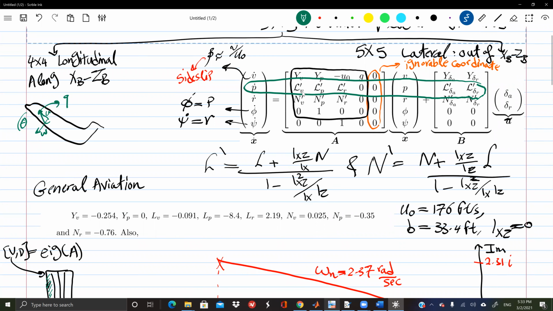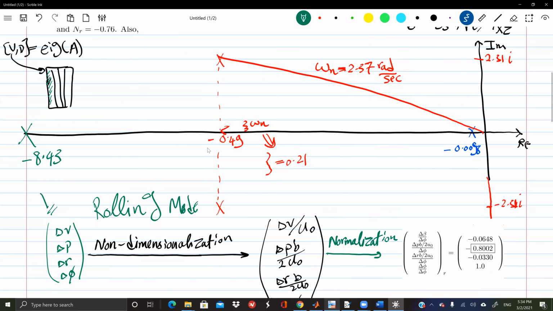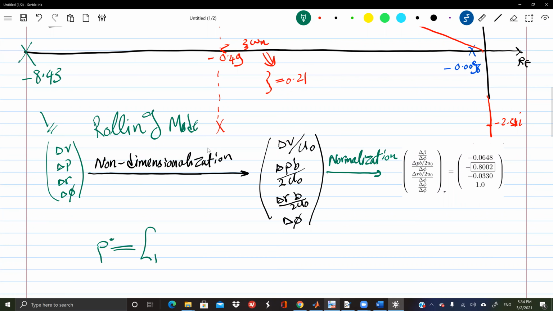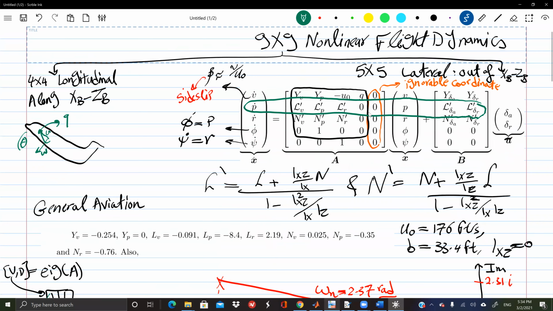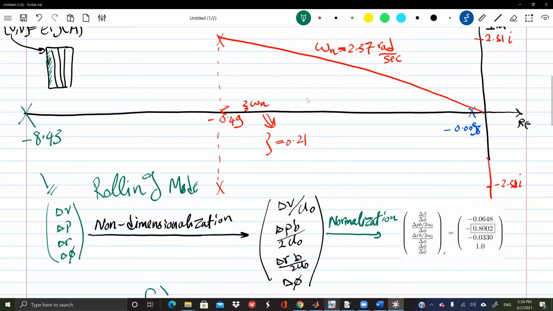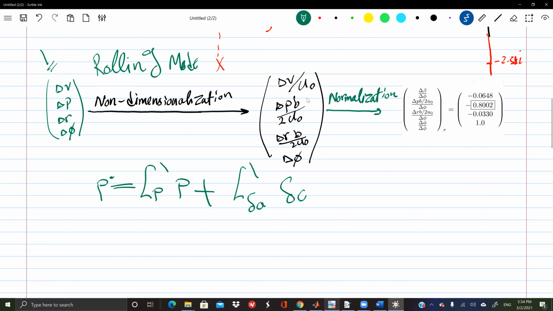So p dot equals L_v times v. Well, we just said we're going to neglect everything else, so we're going to neglect v. Plus L_p times p. So we have this term. So here p dot is L_p times p plus, we keep reading, L_r times r. Again, we're neglecting r, the yaw rate, because it's too small a contribution. And we go here, L delta aileron times delta aileron. Indeed, the aileron is my main control for the rolling motion. And we're done. So this is what we call the rolling approximation.